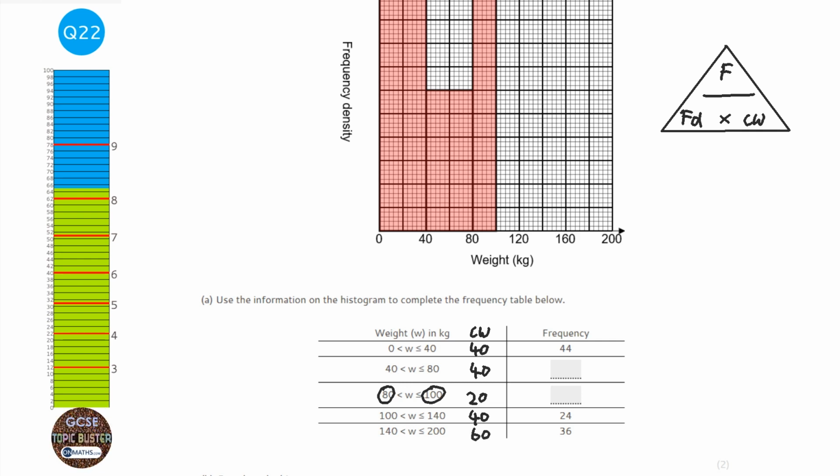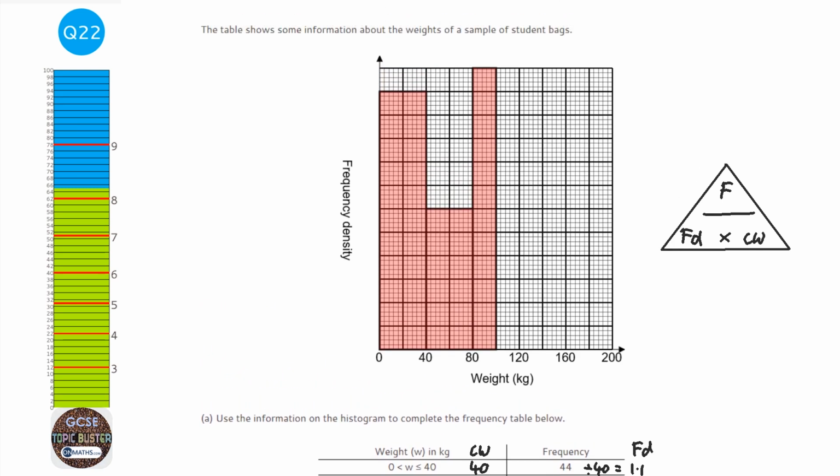Okay, now I know that I do the frequency divided by the class width to work out the frequency density. So I'm going to do 44 divided by 40. So I'm going to divide that by the class width, which gives me 1.1. Now if I go to my diagram and label that as 1.1, because frequency density is on the y-axis, then if I look down, I notice that that's going to be 1.0, 0.8, 0.6, 0.4, 0.2 and 0. So it works perfectly, and then obviously 1.2 at the top.